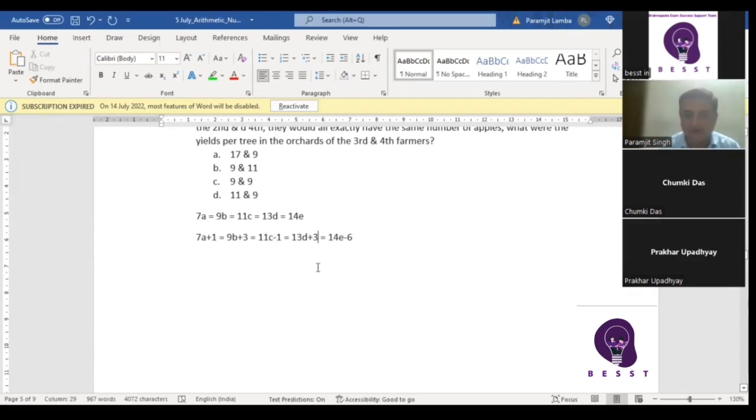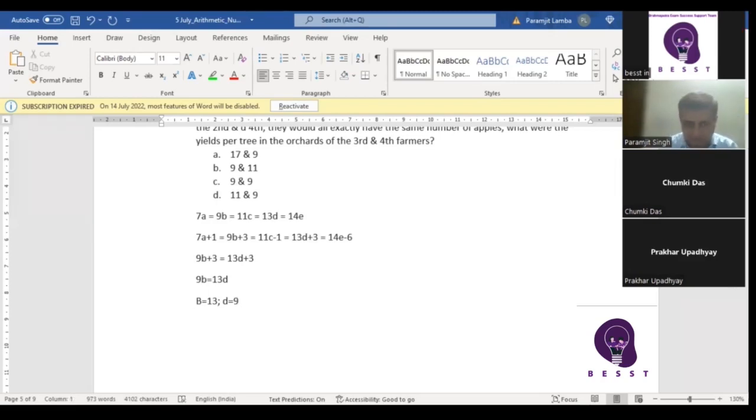Now we have to start calculating. So we take 2 equations which are common and try to take out the value of the variable amongst A, B, C, D, and E. So we see that these 2 equations, 9B plus 3 is equal to 13D plus 3. 3 and 3 get cancelled. 9B equal to 13D. So assume that B equal to 13 and D equal to 9.